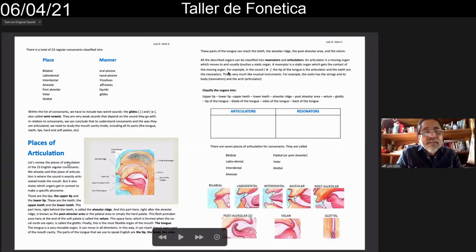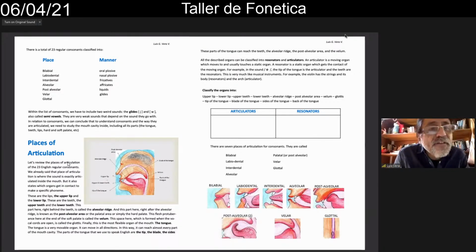So there is a total of 23 regular consonants classified into place and manner. And the places are according to what we saw. The two lips is bilabial. Labiodental is the lower lip touching the upper teeth. Interdental is the tip of the tongue in between the upper teeth and the lower teeth, like when we say cathedral.